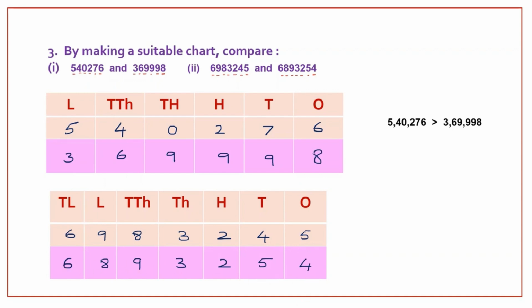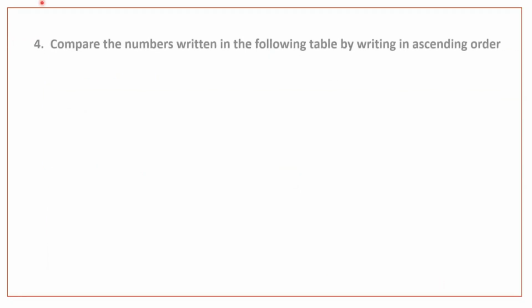So let's write that down. So here we have 69,83,245 is greater than 68,93,254.